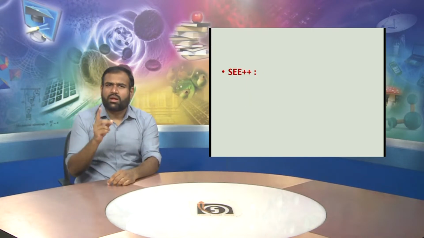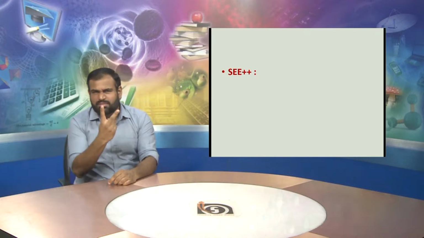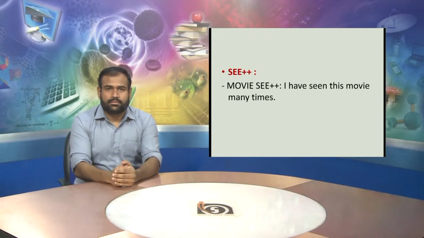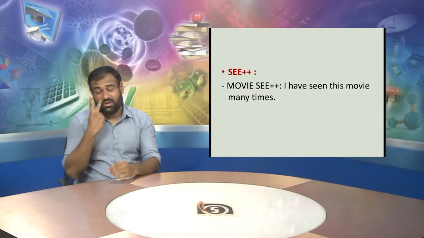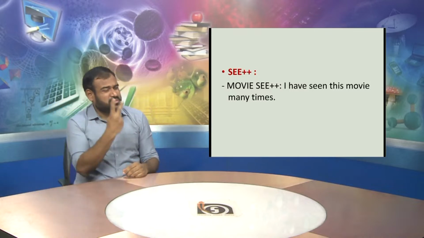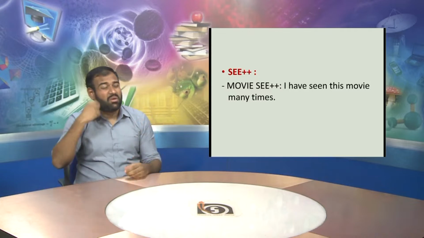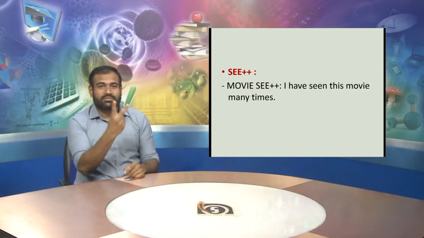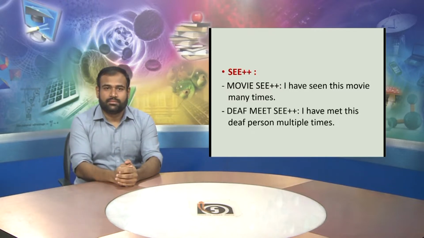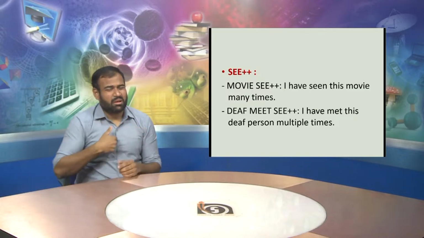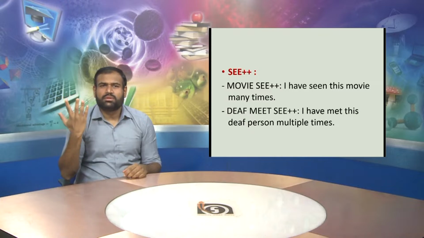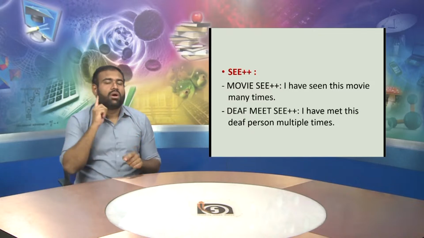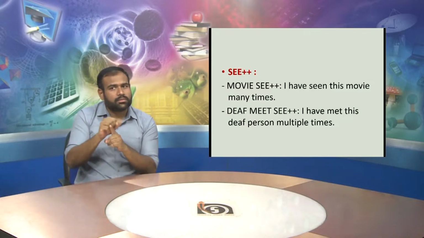Now this is the word see. This is two times I am using this see. It means I have seen this movie many times. If we are doing see two times, it means many times I have seen it. And this deaf meet see means I have been there, or I have been going to the meeting, or I have met this deaf person many a time. So for this we will be using this.